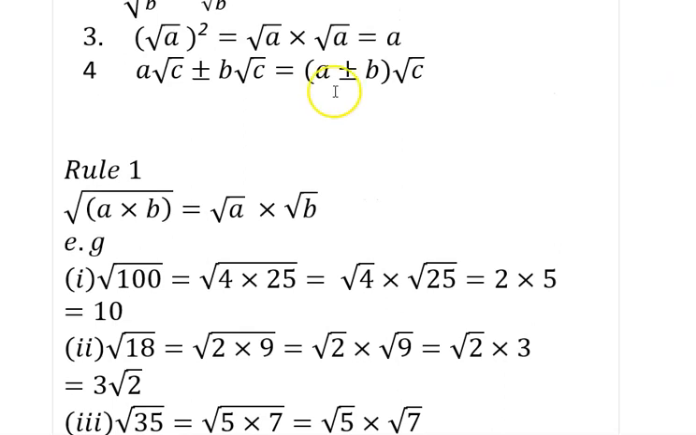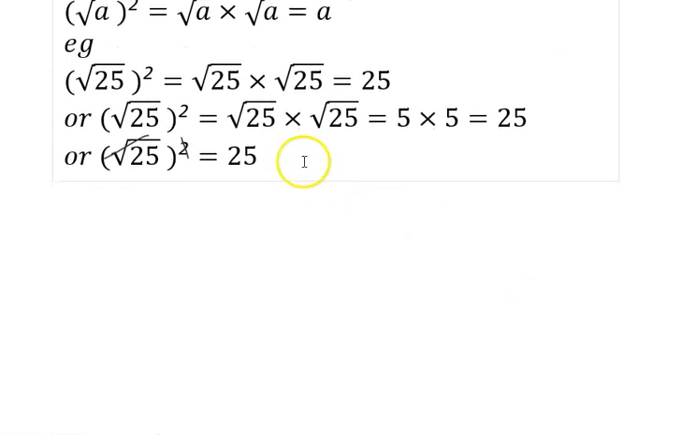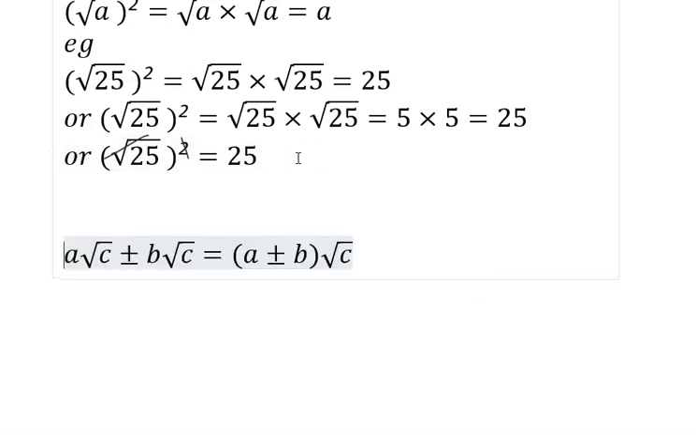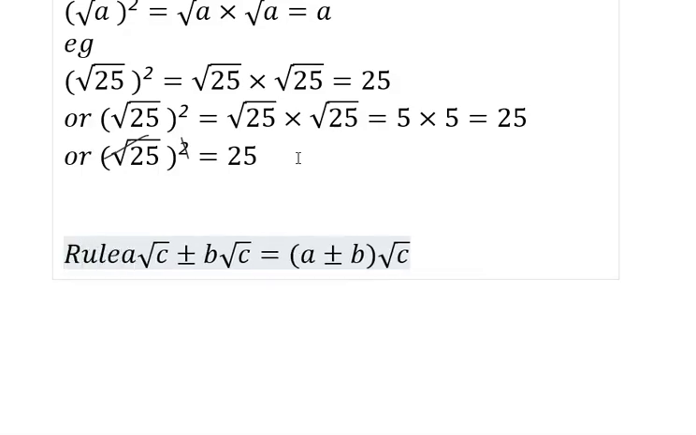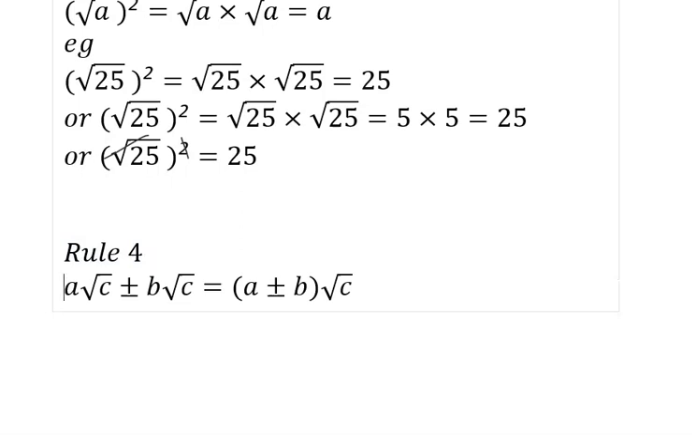That's rule number 4. Rule number 4. If you have A root C plus or minus B root C, by implication it means when you have any number outside here with root C, either plus or minus another number with root C, this root is common. Look at it. The moment it is plus or minus that is in between, and the root here and root here is common, just bring out one of them.